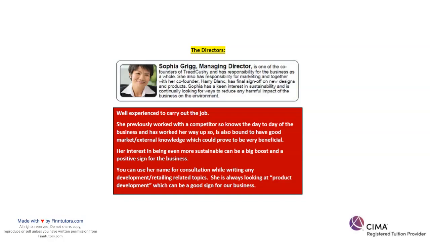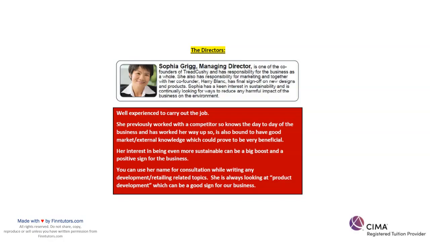So, what I understood is Sophia is well experienced to carry out this job. She previously worked with a competitor, so she knows the day to day of the business, knows how everything works. She's also bound to have good market knowledge because she's worked for competitors, which is good for my business. Her interest in being even more sustainable can be a big boost and a positive sign for the business, because that's my core value. You can use her name for consultation when writing any development or retailing related topics.